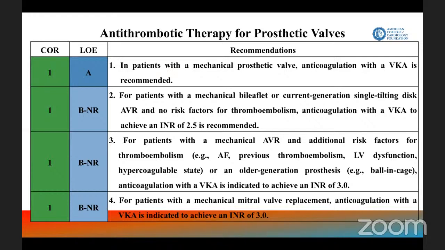And for patients with a mechanical AVR and additional risk factors for thromboembolism, like having atrial fibrillation or history of previous thromboembolism or LV dysfunction or hypercoagulable state, all these are risk factors for thromboembolism, or having an older generation prosthesis like ball and cage, which we will discuss in the next slide, then anticoagulation with a vitamin K antagonist is indicated to achieve an INR of 3 as a class 1.